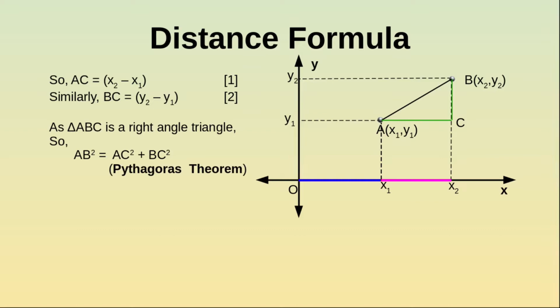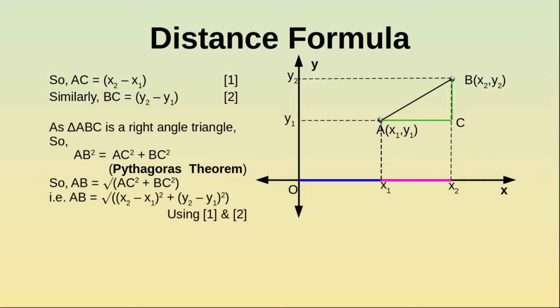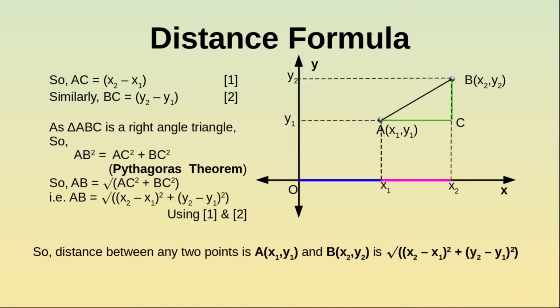Now let's use the equation 1 and equation 2. Then we will be getting something like this. That is, AB is equal to square root of x2 minus x1 whole square plus y2 minus y1 whole square. Now we have obtained this using equation 1 and equation 2. So the distance between any two points A and B is given by this formula, and this formula is known as the distance formula.